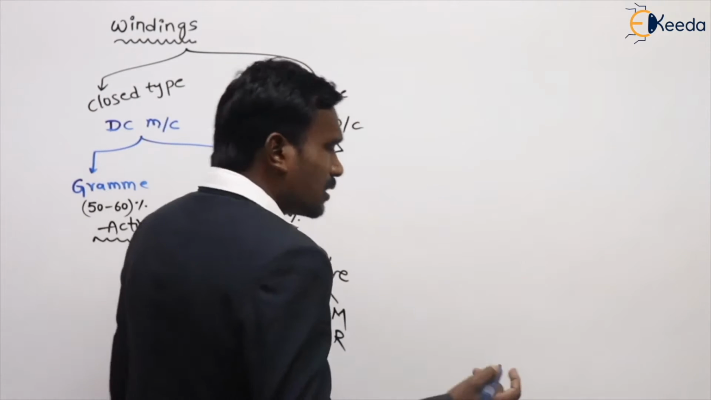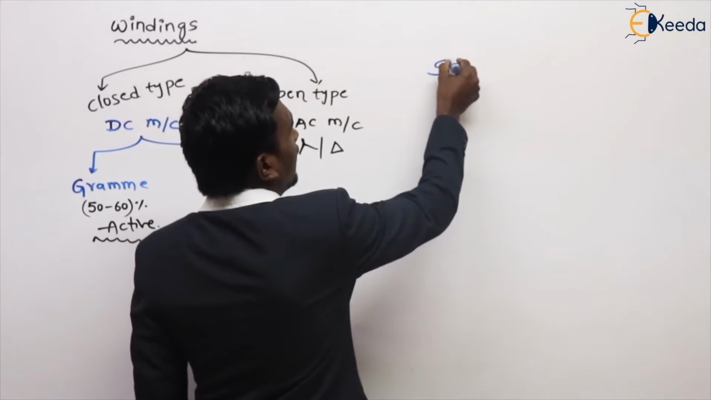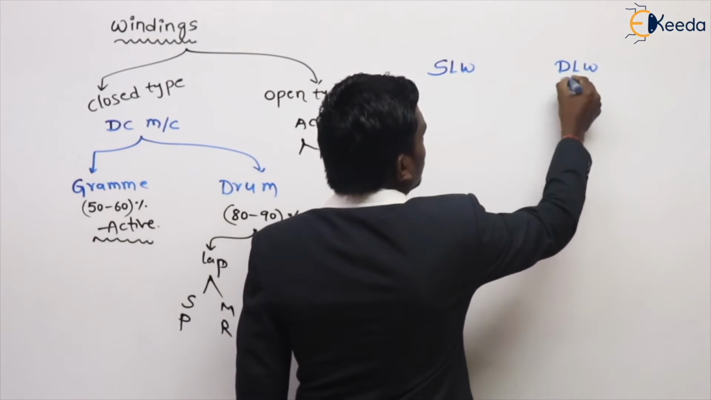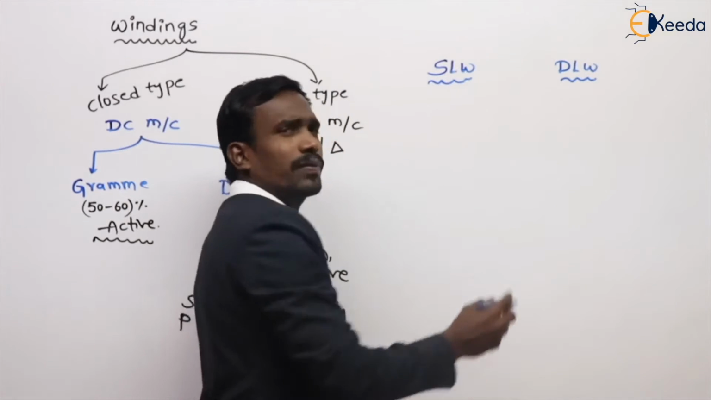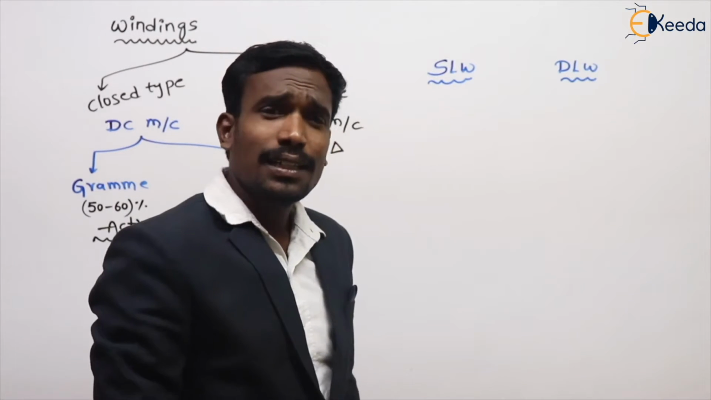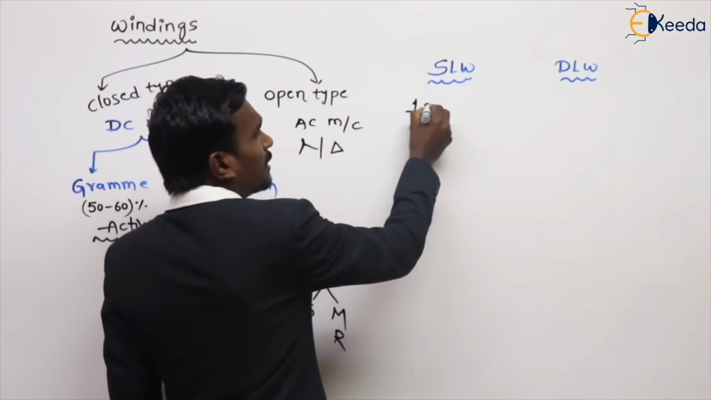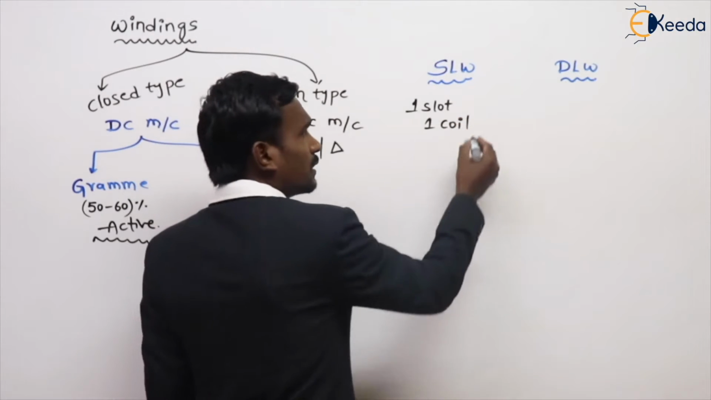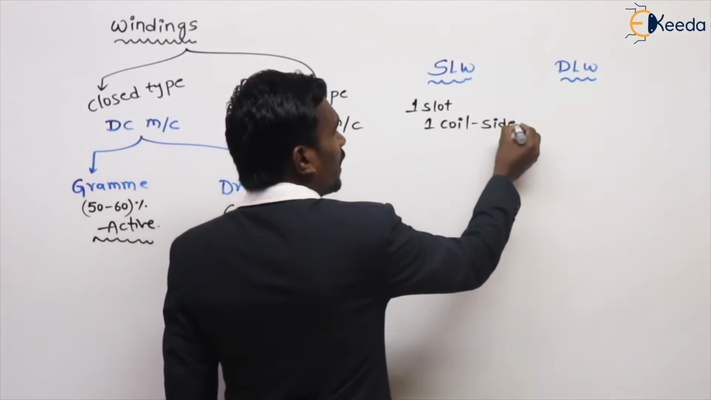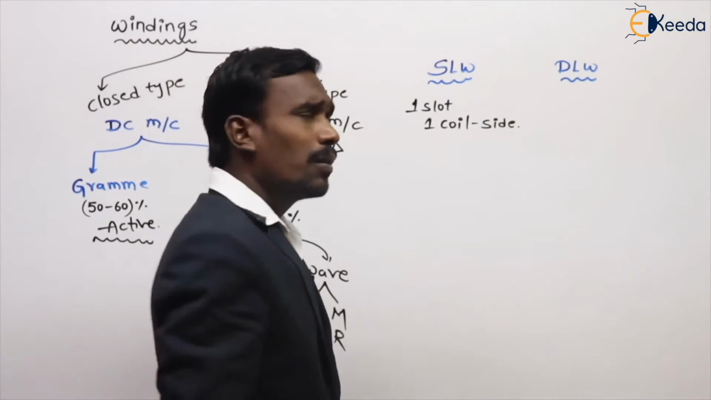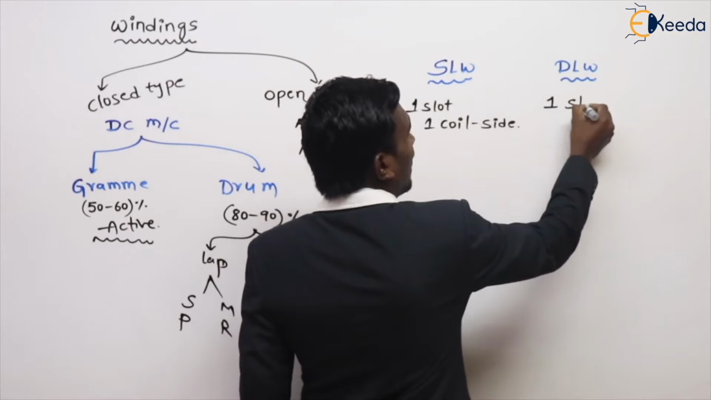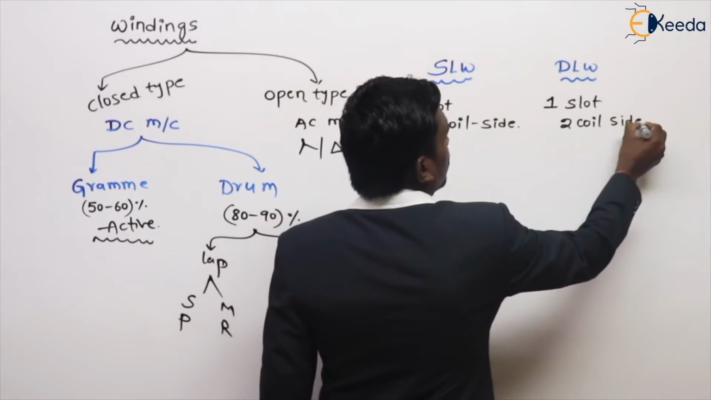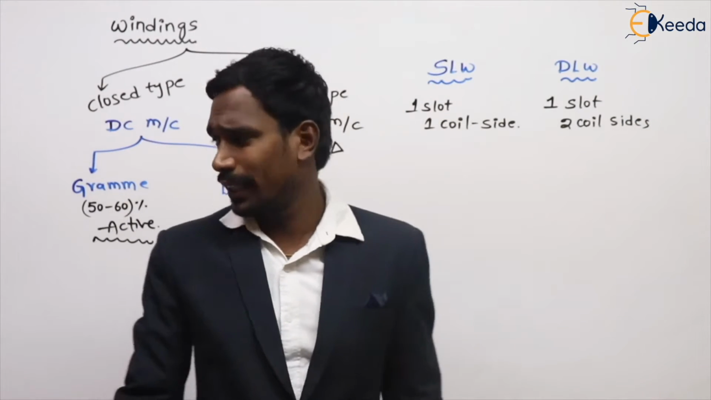Apart from this, generally we have single layer winding and double layer winding. This is also an important concept. Sir, what is single layer winding? Single layer winding is nothing but one slot containing only one coil side. One slot will be filled with only one coil side. But in double layer winding, one slot is filled with two coil sides. This is single layer winding and double layer winding.